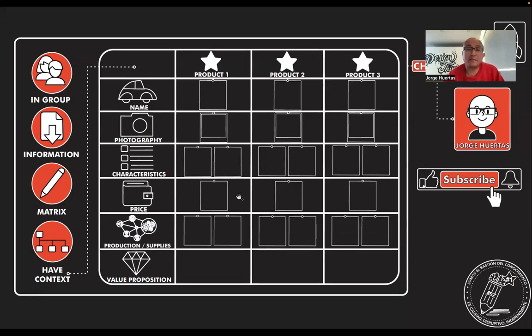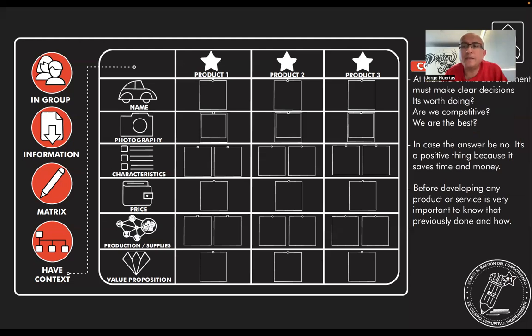Of course, the price is very, very important, how much it costs, and then the production and the supplies. The idea here is that we understand the life cycle of the product, because many times people know how much it costs, but they have no idea what environmental impact it could have. So it's very important to understand that and have as much information as possible. And of course, finally, what is the value proposition, why people are purchasing, and what makes it better.